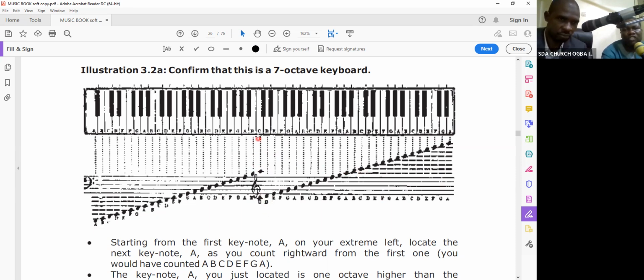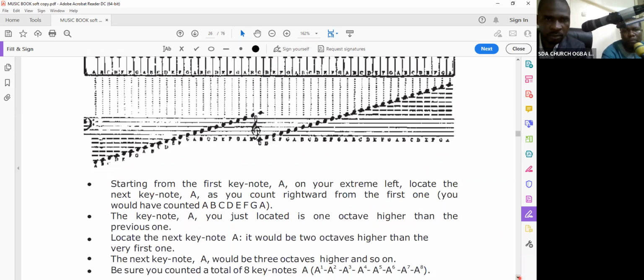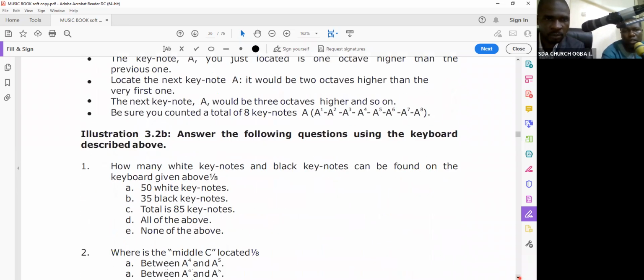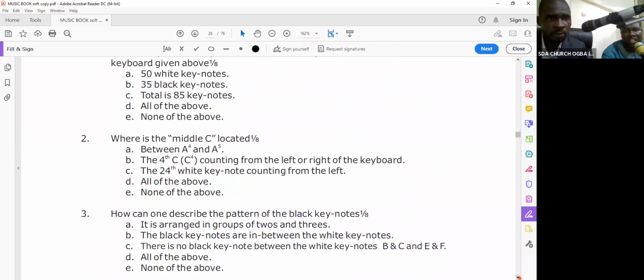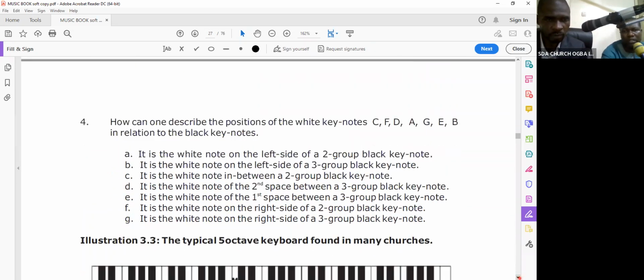If it's a 7 octave keyboard you have in your church, just count about 15 to 20 white keys. You find the middle C here. Take your textbook to the piano and benchmark it, or you can ask your local church organist to show you where the middle C is. That means wherever you find the middle C on the stave, where do you play it on the piano? Let's leave you to answer these questions with your church organist.